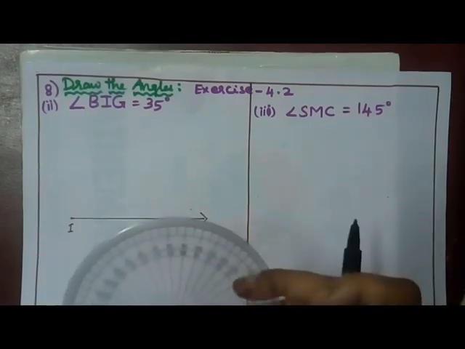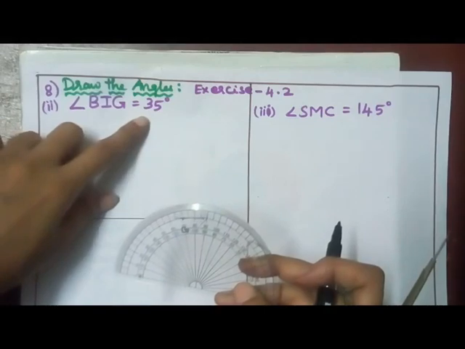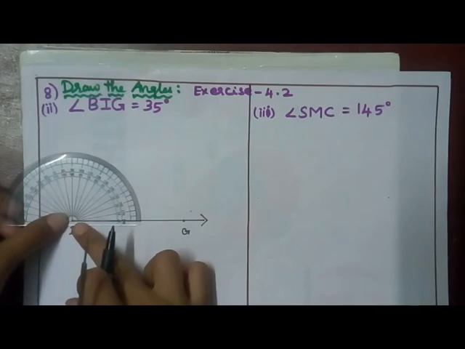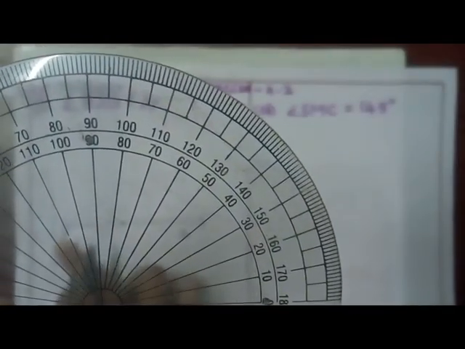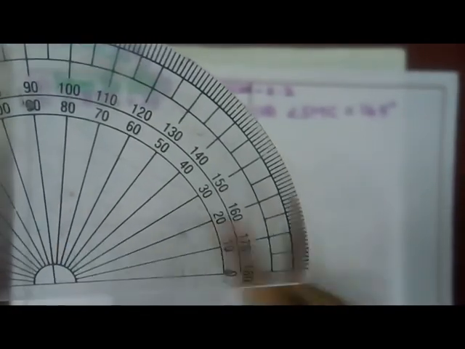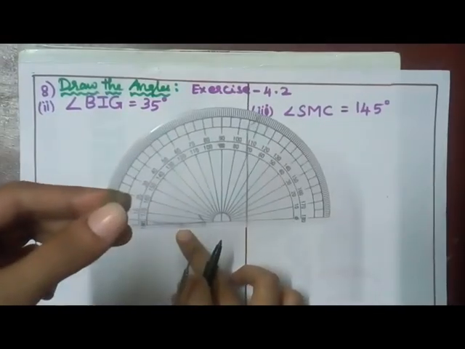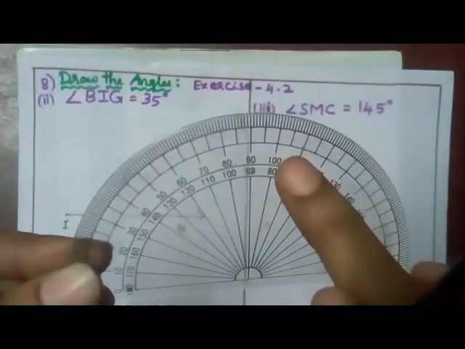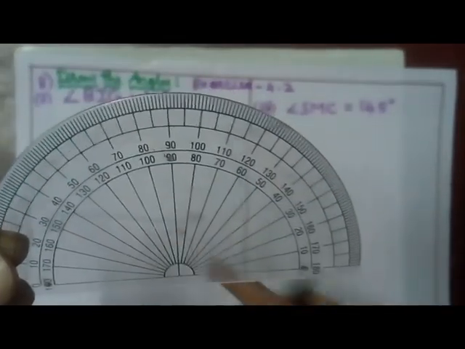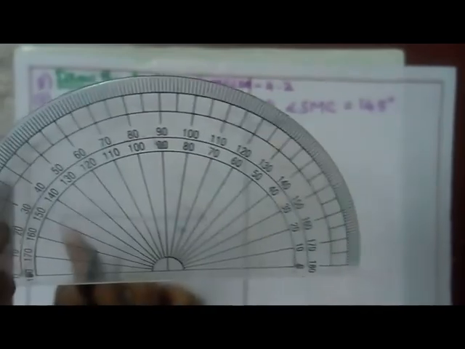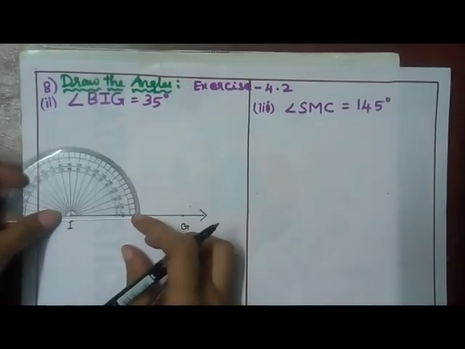Using protractor, you have to mark the degree 35. So I am using this point, left hand side point. So you have to use the inner scale. When you are drawing angle in the left hand side point, you have to use the inner scale. When you are using the point on the right hand side, you can use the outer scale. Is it clear? Left hand side means inner scale, right hand side means outer scale. So I marked point on the left hand side, so I am using inner scale.